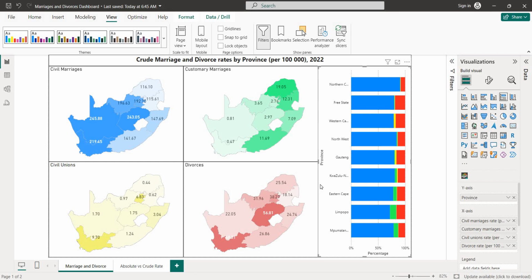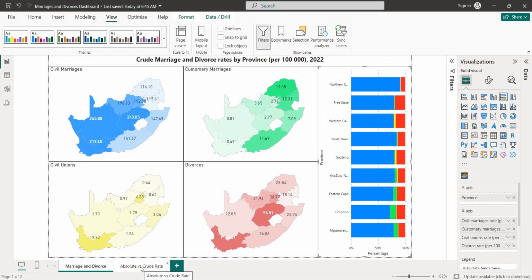All right, then moving on. Okay, sorry, just a note as well, I've left out the legend for this graph, so I've kept the same color scheme of blue for civil marriages, green for customary marriages, and yellow for civil unions, with red for divorces, so that these graphs can be used as the legend as opposed to taking space with an explicit legend for this.